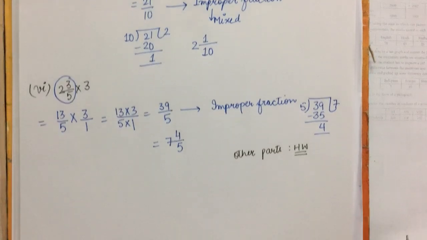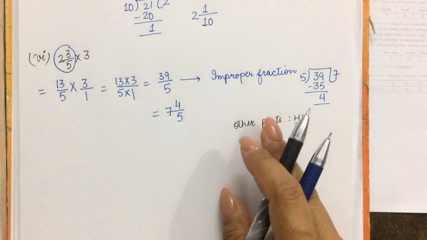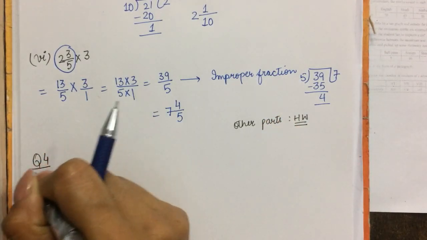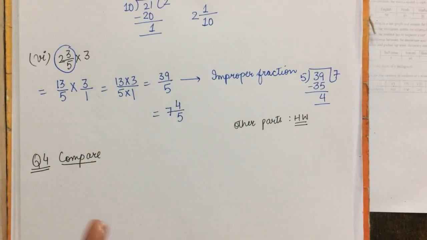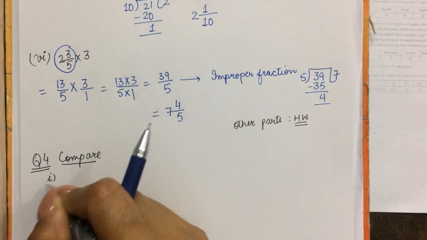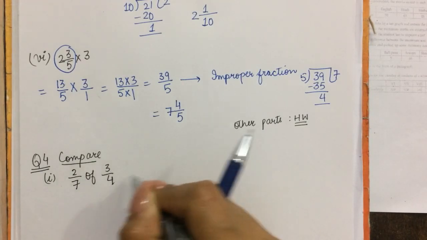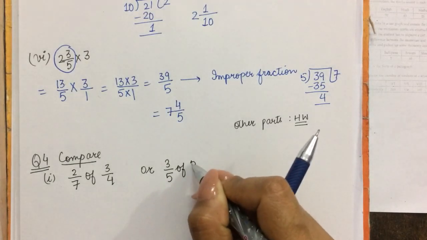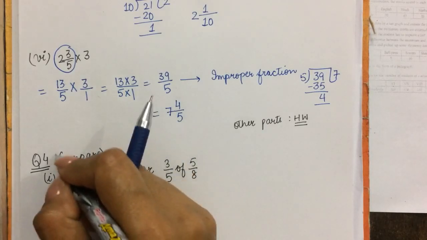Let's move on. If you want, you can pause the video, complete all the parts, and then come back and start from here. Question number 4 is compare. Now this question has 2 parts. I'll be doing one and the second one will be your homework. So the first part is you have to compare 2 by 7 of 3 by 4 and 3 by 5 of 5 by 8. You have to find out which is greater.